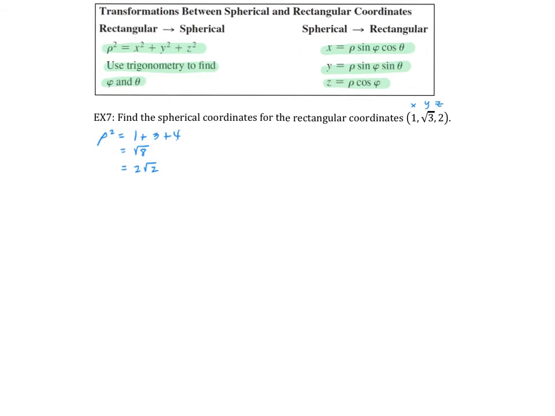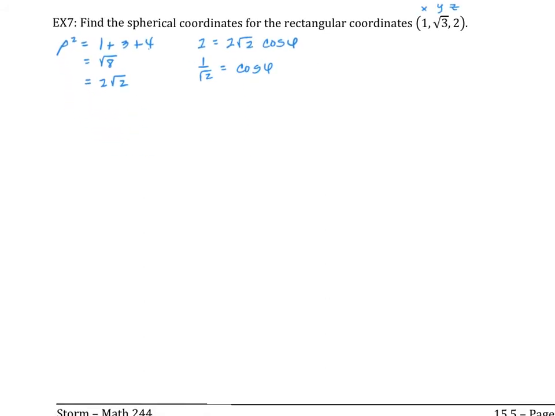And I know z is 2, so I have 2 is equal to my rho value of 2 square root of 2 cosine of phi. Alright, so let's go ahead and divide both sides by 2 square root of 2. What we'll end up with is 1 over the square root of 2 equals cosine of phi, or in other words, square root 2 over 2.